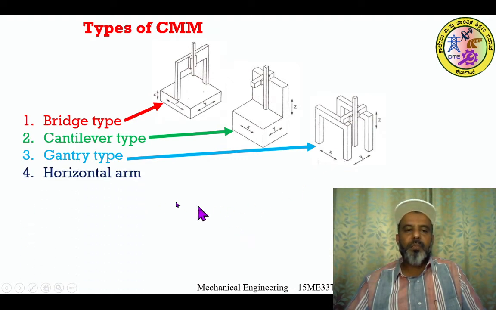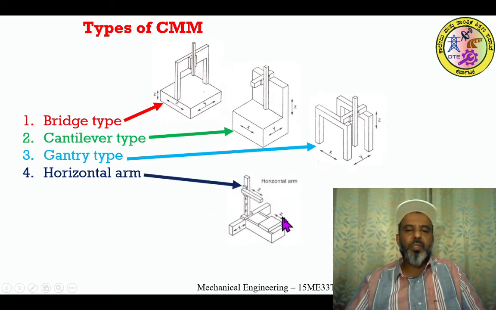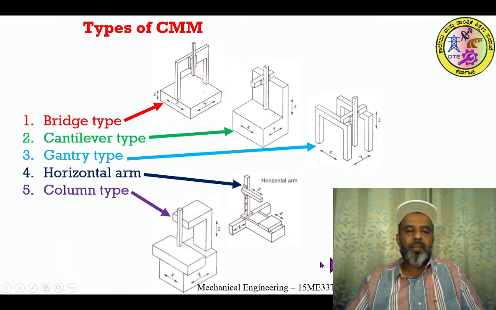Then the fourth type is the horizontal arm type, and this is the simplest type of CMM. The schematic diagram is shown here. This is the horizontal arm type. Then the last one is the column type, and its schematic diagram is shown here. This is the column type, and in the column type we give the movement for the table in X and Y directions.